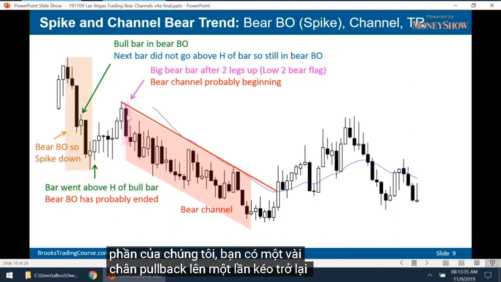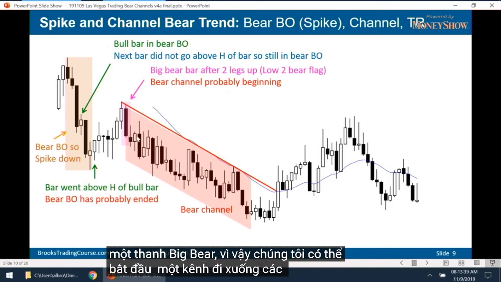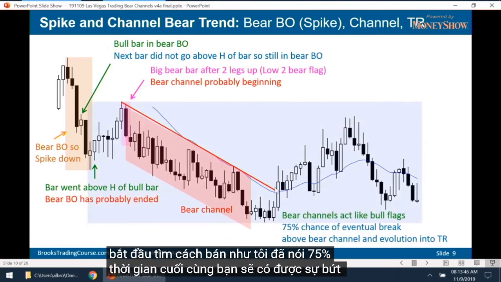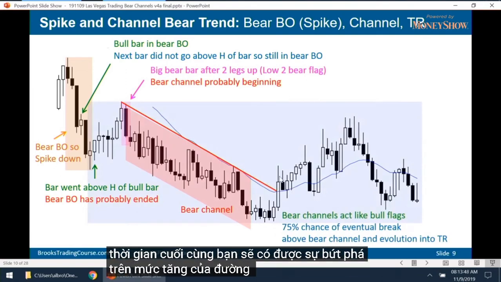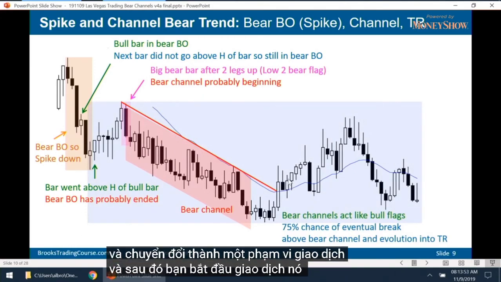Couple legs up, one pullback, two, and now we have a big bear bar. So we're probably beginning a channel down. Traders will start to look to sell. And as I said, 75% of the time, you'll eventually get a break above the bear trend line and a conversion into a trading range. And then you start trading it like a trading range.